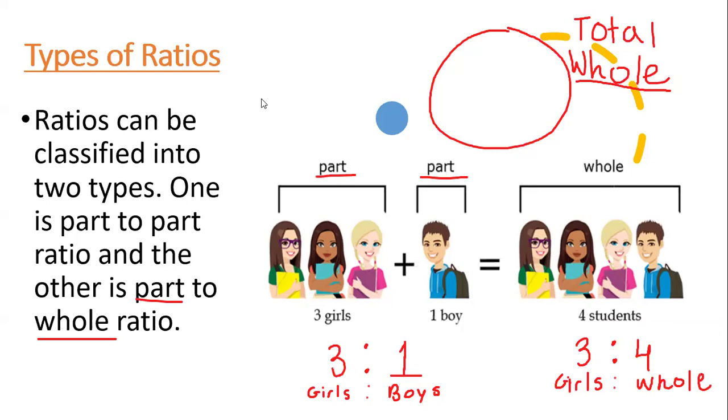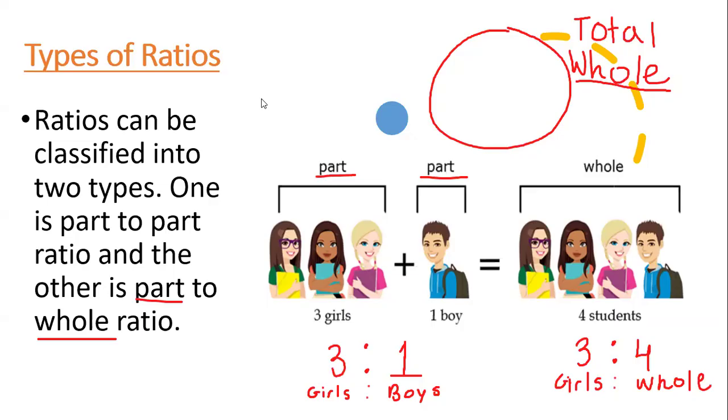Can someone tell me what are the 2 types of ratios that we talk about? Part to part and part to whole. Very good. What if I want the ratio of boys to the total number of students? 1 to 4. Very good. It'll be 1 to 4, because there's 1 boy, but there are 4 students in the class. All right. So that's how that would be.